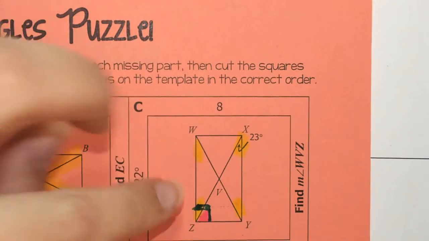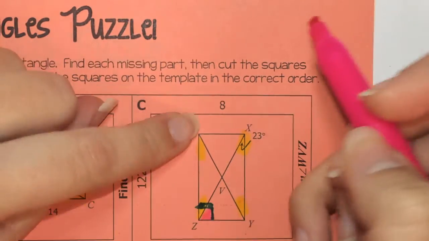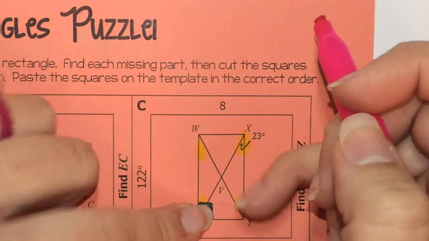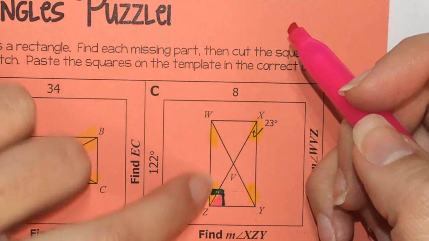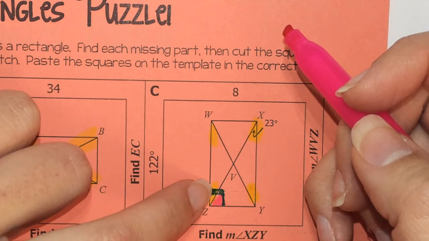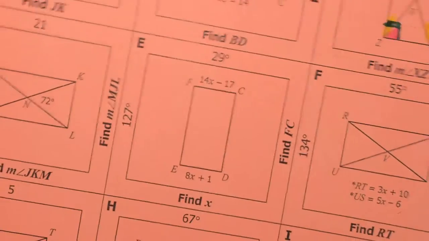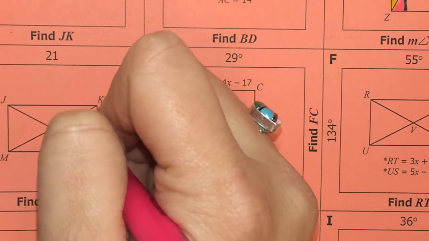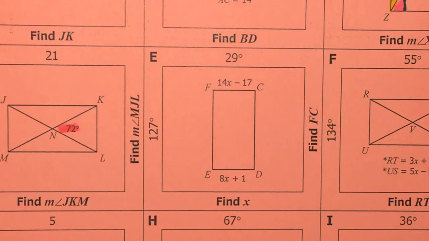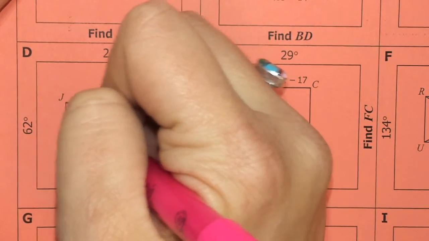Okay. If you know that this is 67 and we need WVZ, how would we find WVZ? Does 67 help us, or should we use our 23s? The 23s. And what would you do with those two? And set it equal to 180. Good. Take a point. All right, look at D. It gives us this 72. What else do we know is 72? What other angle? If KNL is 72, name that other angle. JNM. Good. All of you take a point that said that.